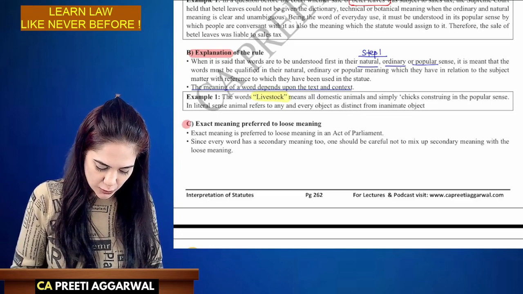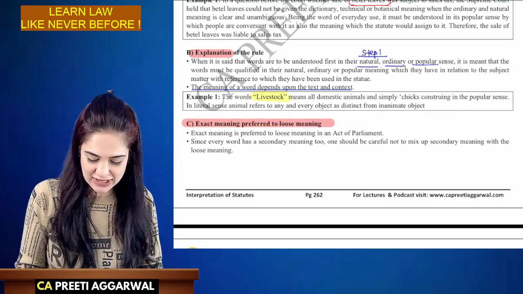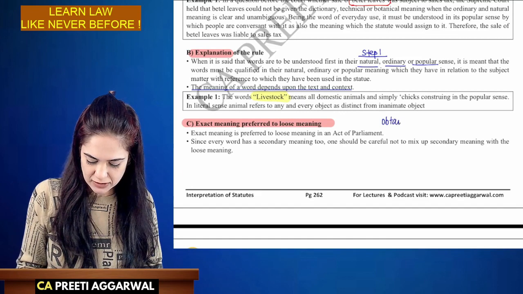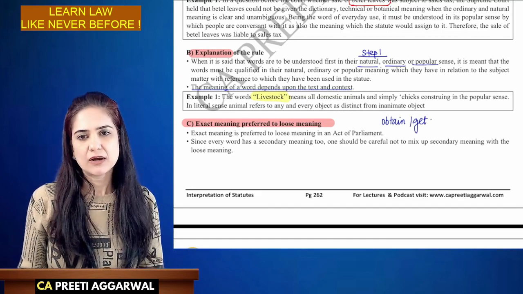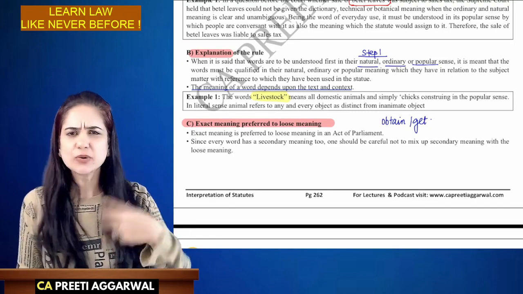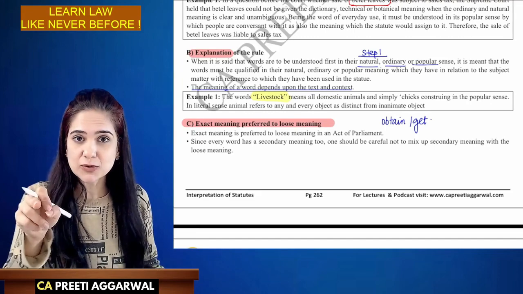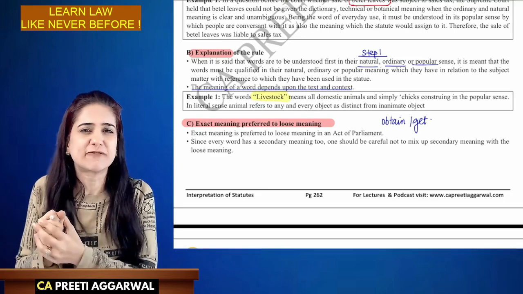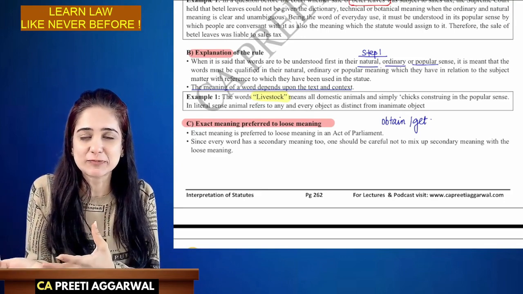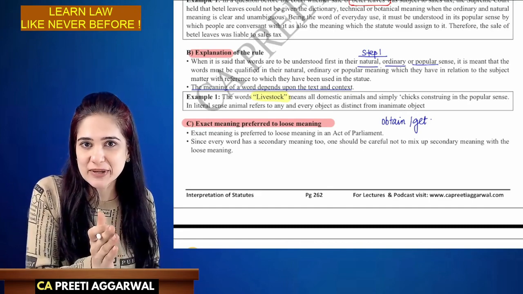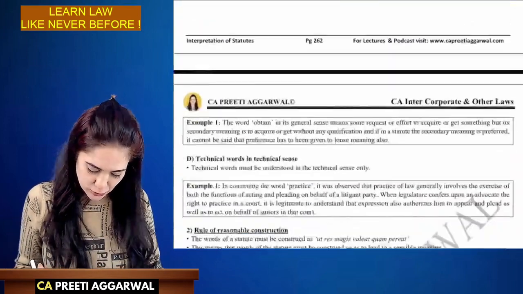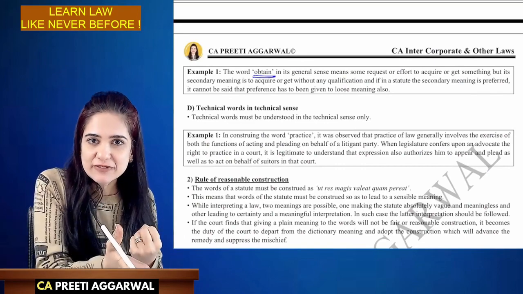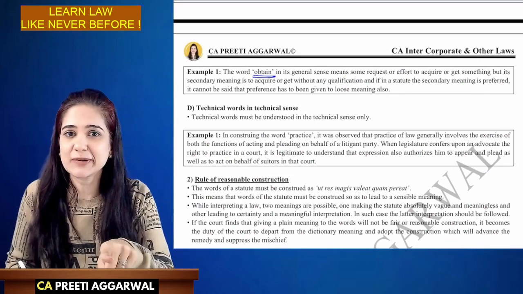Exact meaning is always preferred to the loose meaning. Like if I say the word obtain or get, what is the meaning of the word to obtain? It means to get. But the exact meaning will ask you to get with the consent of the other person, or it also means to obtain with force. And obviously with consent of the other person. Don't you think that it is a more exact meaning? Exact meaning is always preferred to the loose meaning. The word obtain means to get, but to get it with the consent of the other person. That is the exact meaning.